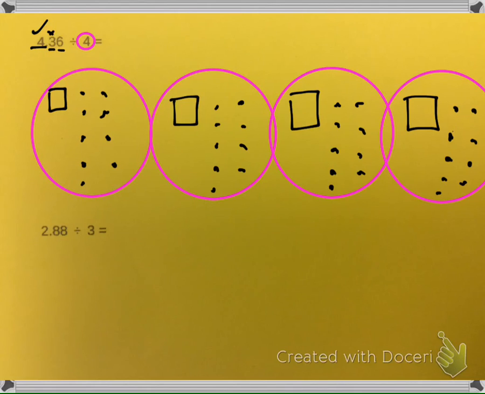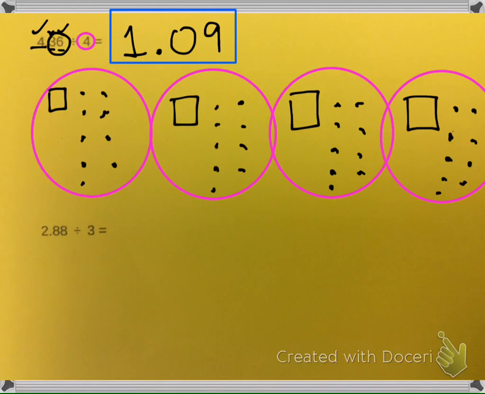So what you end up with in this case is, each group has one whole, and there is absolutely no tenths. There is no straight lines, so that's going to put a 0 in the tenths place. And we do have 1, 2, 3, 4, 5, 6, 7, 8, 9 hundredths in each group. So my answer is 1 and 9 hundredths.